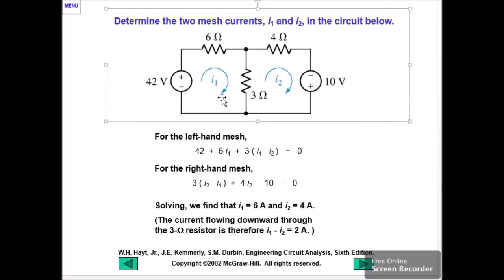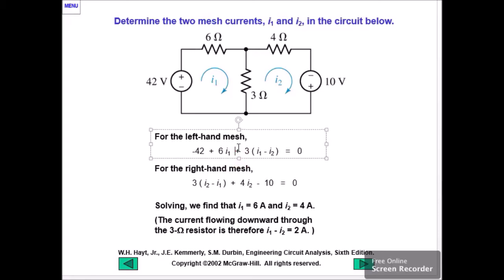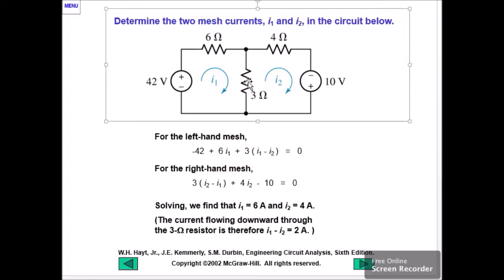Yung current natin ay, yun na yung mesh na gagamitin natin. Okay? Meron tayong I1 times 6. Ito na yun. Plus, voltage nito. Ano ba yung voltage nito? Meron tayong 3 ohms times the current. Anong current meron siya? Is it the I1 or the I2?